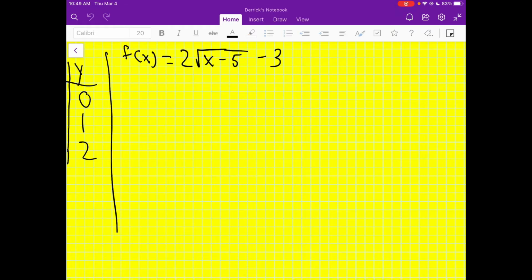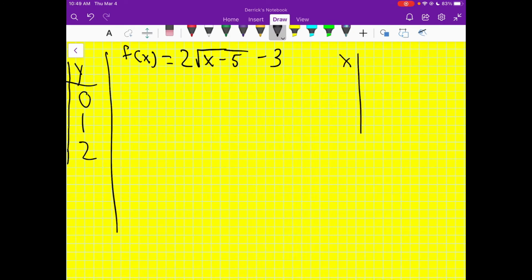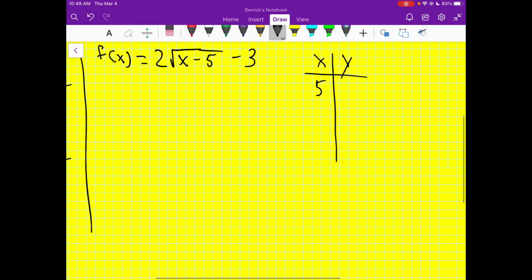So the first thing I want to determine with my XY table is what x value is going to cause this function to get the square root of 0. Which means I don't need to look at the 2 or the negative 3, I'm really just looking at the x minus 5 inside the radical. Well, if x is being taken minus 5, then if I plug in positive 5 for x, 5 minus 5 would give me 0. Right?